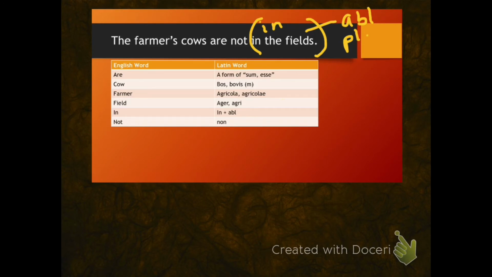Now, let's talk about the main idea in the sentence, which is the farmer's cows are not in the fields. Well, looking at not and seeing that it's the word non on the list, I know that this is an adverb, so all I have to do is write it into my sentence. It does not get an inflection.